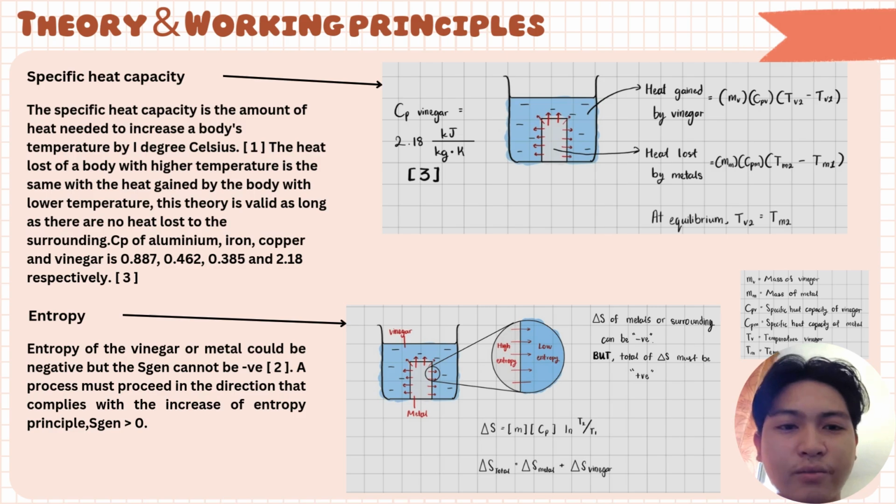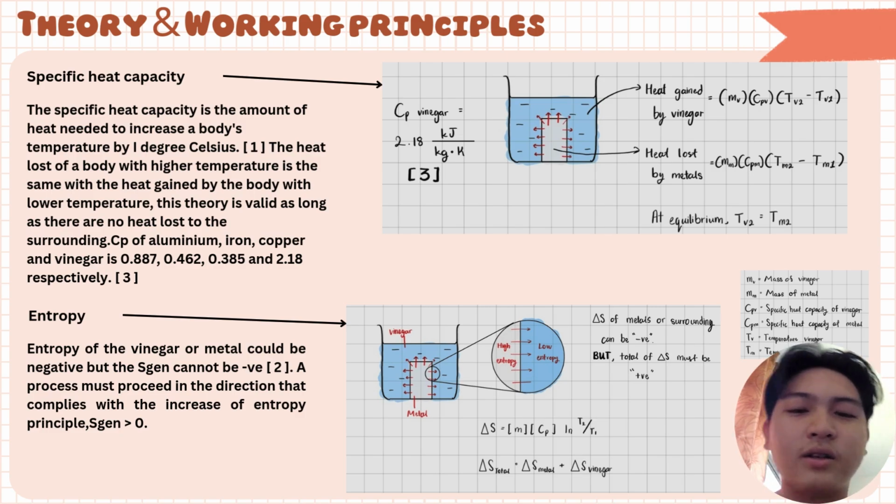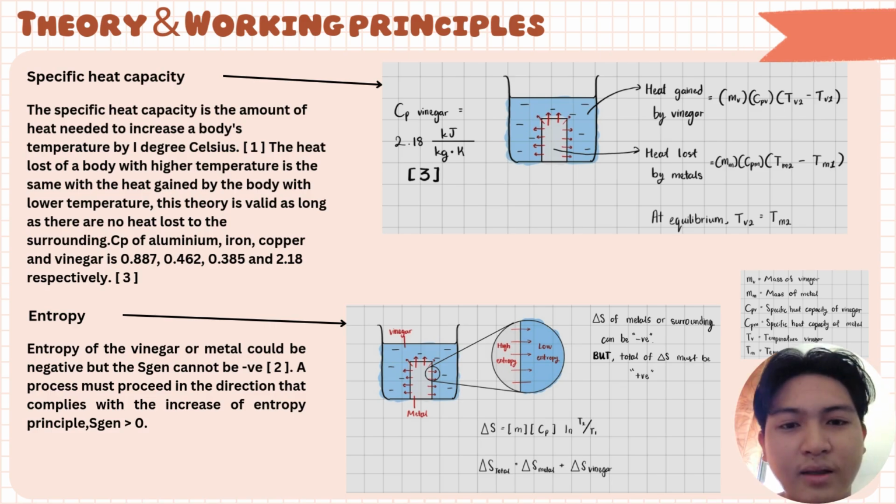Now for entropy, the entropy change of the vinegar or metal could be negative, but the S generation cannot be negative, meaning it must be positive. A process must proceed in the direction that complies with the increase of entropy principle: S gen is more than zero. You can see we have some formulas there that we're going to use, and I did include what I said there and some illustrations. Thank you.